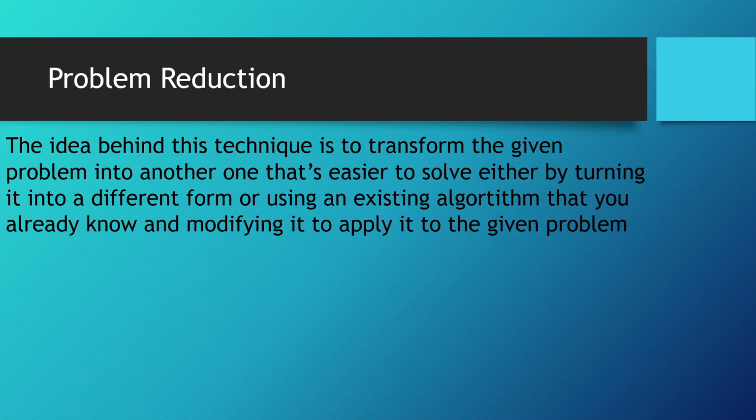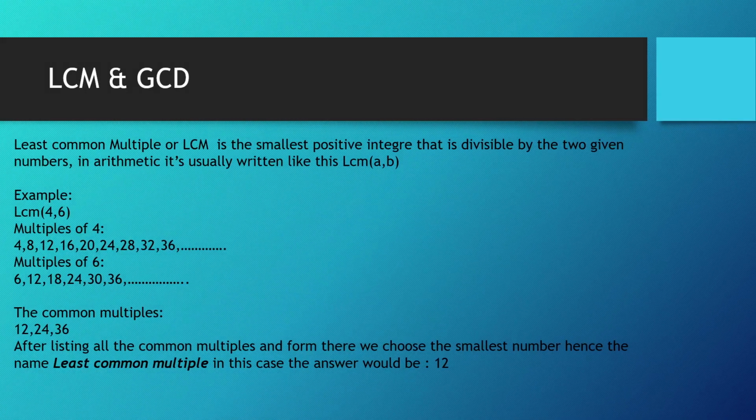Problem reduction: the idea behind the technique is to transform the given problem into another one that's easier to solve. You can do it by using an existing algorithm that you already know and modifying it to be applied to the given problem. What is the LCM and what is the GCD?